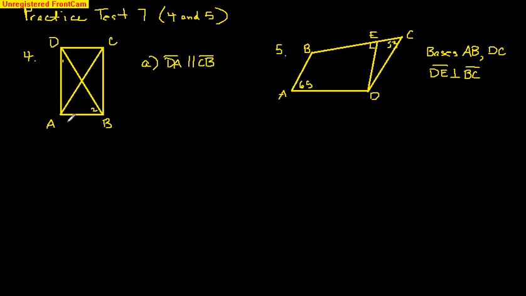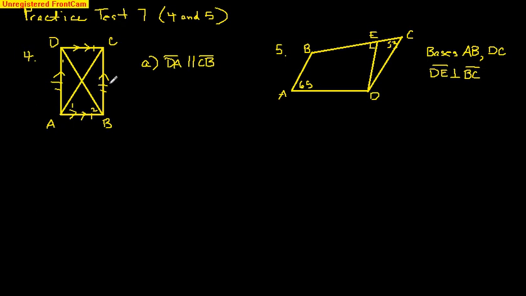We have a rectangle here. We're given quadrilateral ABCD is a rectangle, AC and DB are its diagonals. Use this information to tell whether each of the following must be true, may be true, or appears to be false. Okay, we have a parallelogram, so we know that this side is parallel to this side. We know that this side is parallel to this side. We know that this side is equal to this side. This side is equal to this side.